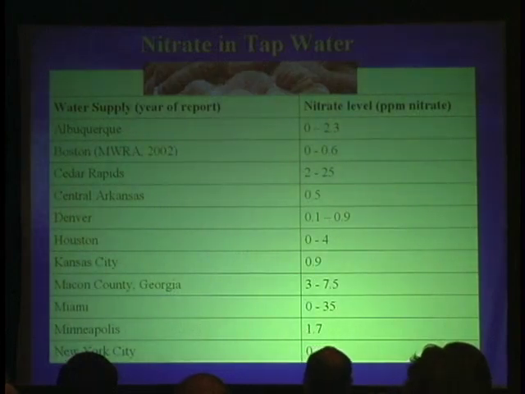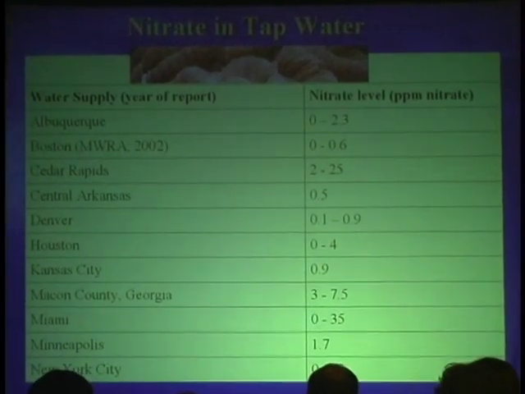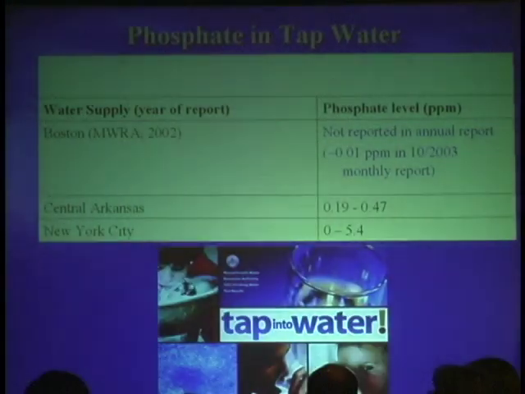Nitrate: some water supplies have a lot of nitrate. Most don't. Again, Boston here in the second row has hardly any, not enough to worry about. But people in places like Miami and New York City, 35 ppm, 43 ppm max, that's a lot. That would potentially drive a real algae problem.